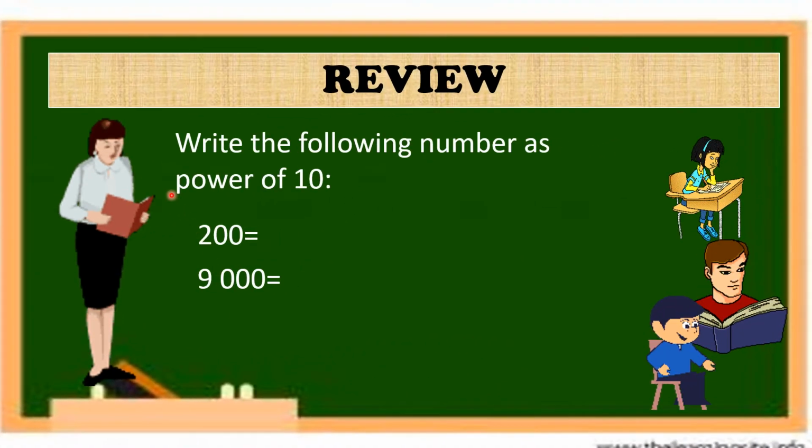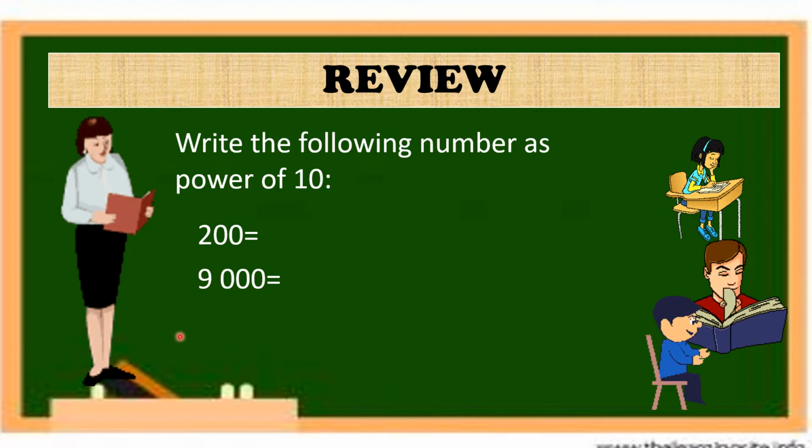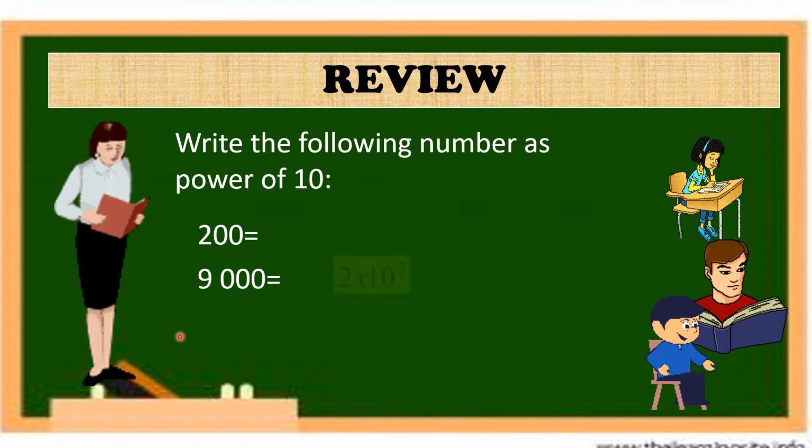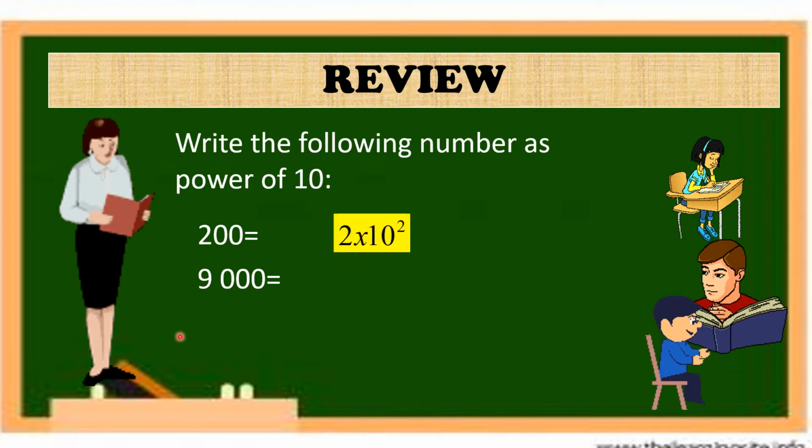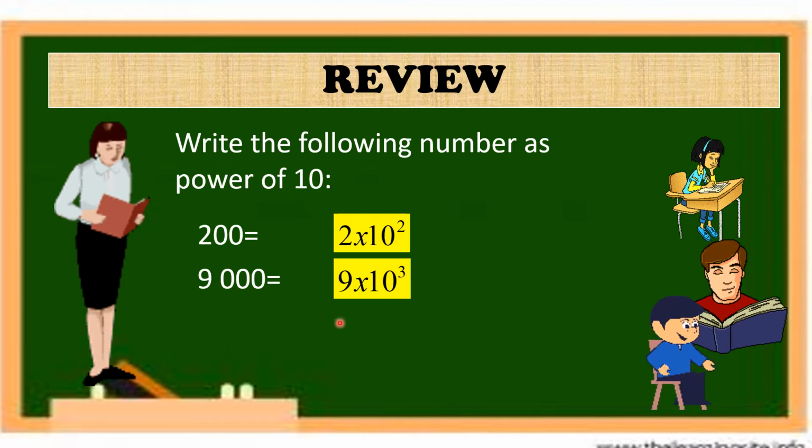Write the following numbers as power of 10. 200. 200 is 2 times 10 squared. How about 9,000? 9,000 is 9 times 10 cubed.